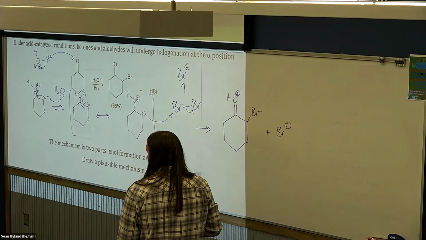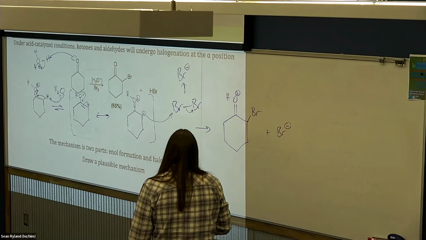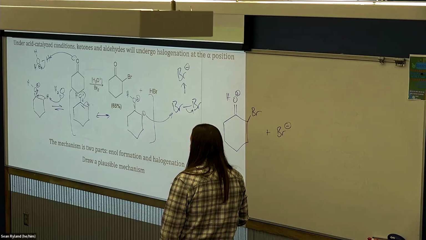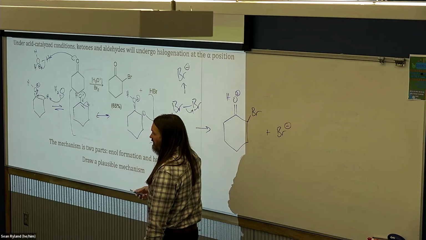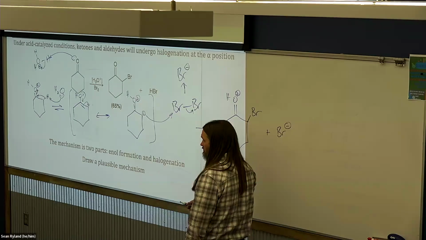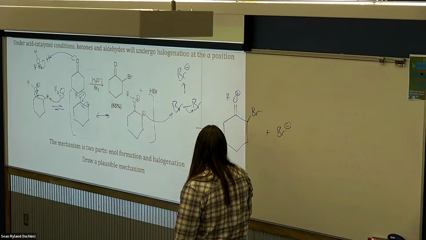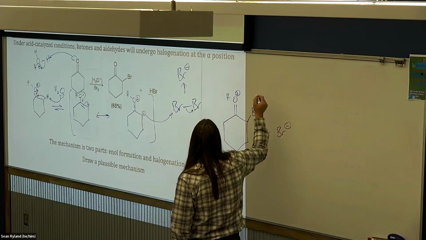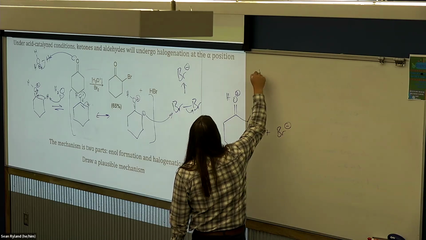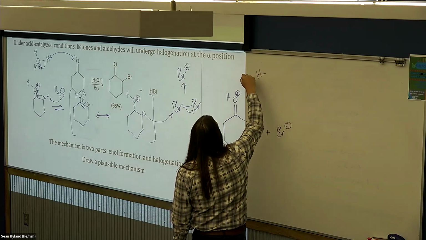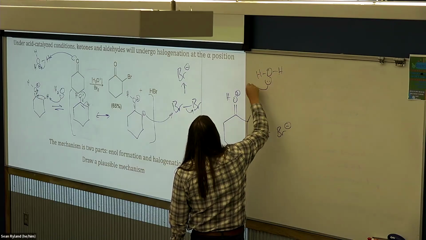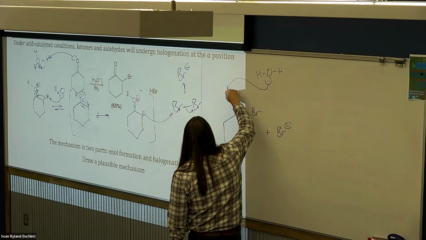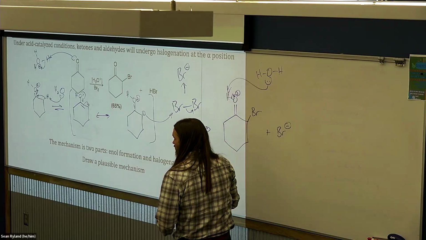Because we're not going to perform any bromine-bromine single bond. So the fact that we broke a bromine-bromine single bond makes it not an equilibrium reaction. And then we just have one more proton transfer to get us back to the carbonyl form.